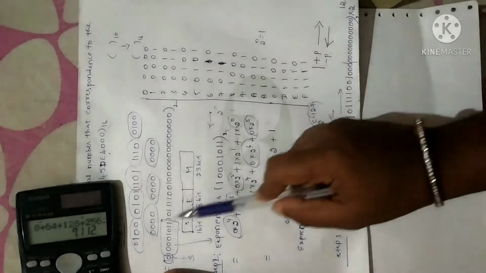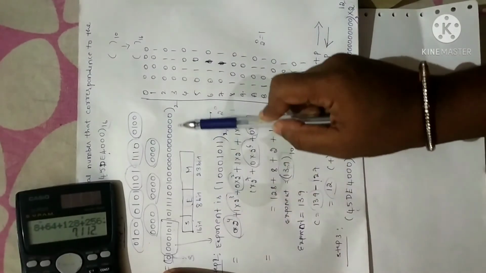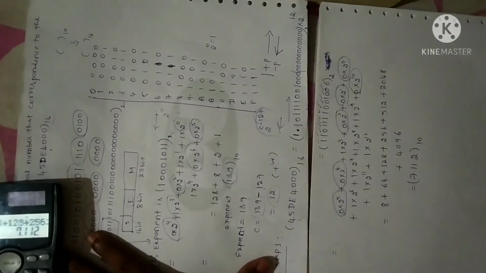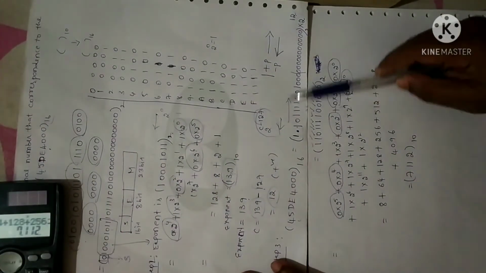1 point. Remaining after 8 bits, remaining will be the mantissa. So whatever the mantissa I have here, I have written the same here also, into 2 power of this exponent value. Fine. In the next step, I have shifted this point by 12 digits.